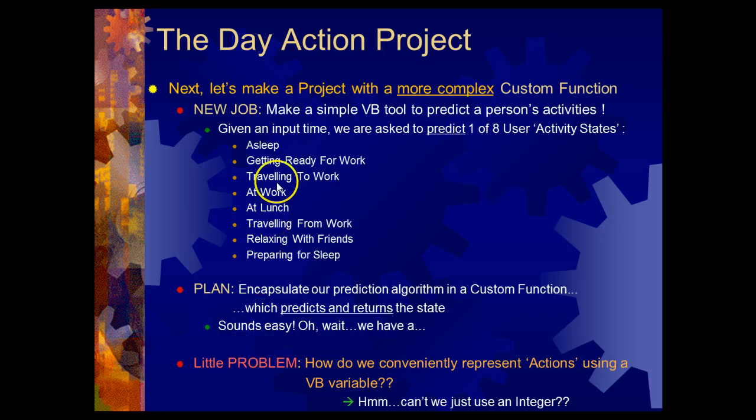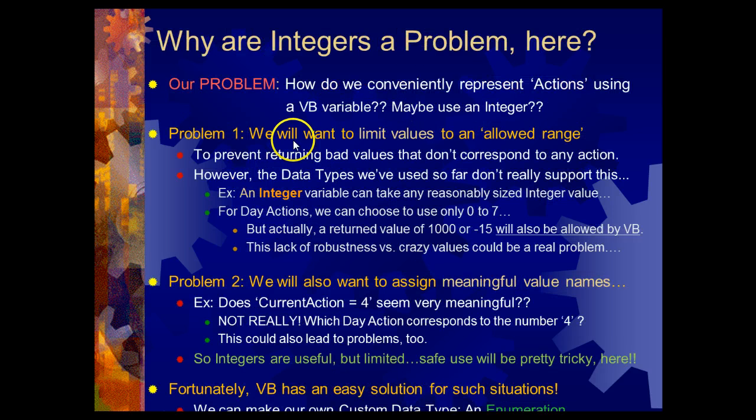And then he says, well, how do we represent these states in our function? What VB variable could we use? Well, we want a variable that will maybe just output only these. So this is one way, as I said before, to do this. So he says, well, why don't we just use an integer? Problem is, how do we conveniently use an integer?